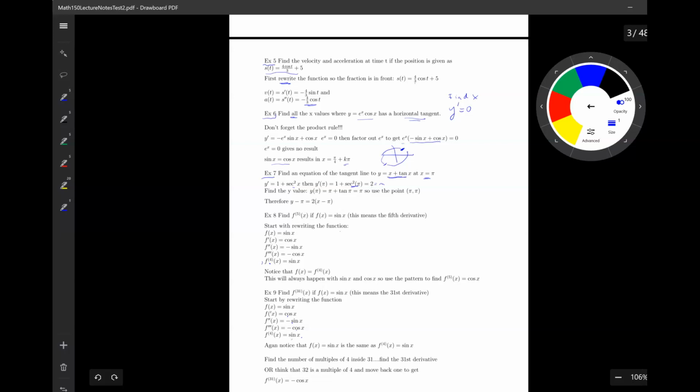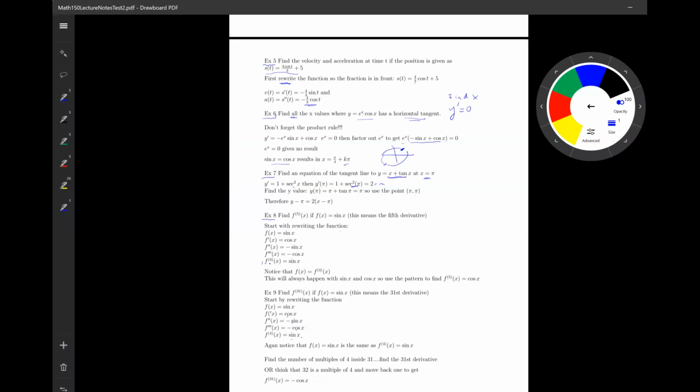So now I want to find out what the y value is for this x value of pi. So I plug it in, and I know tangent of pi is 0, so I get pi for the y value. So the xy point is pi, pi, and so I put together the equation of the tangent line.